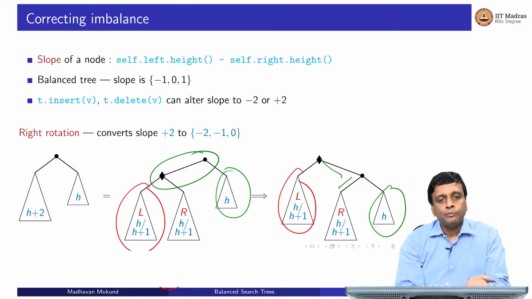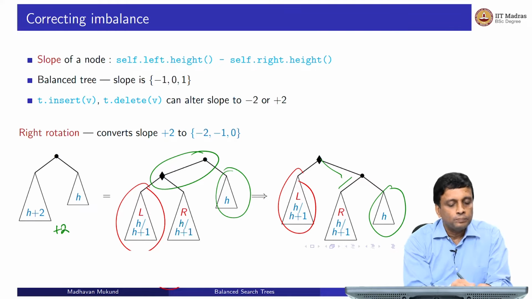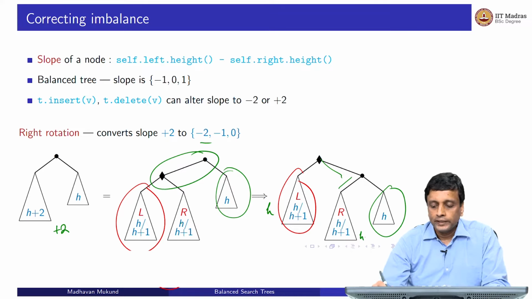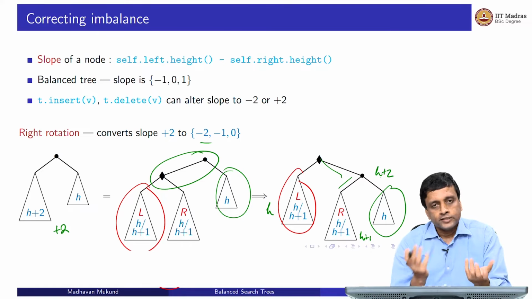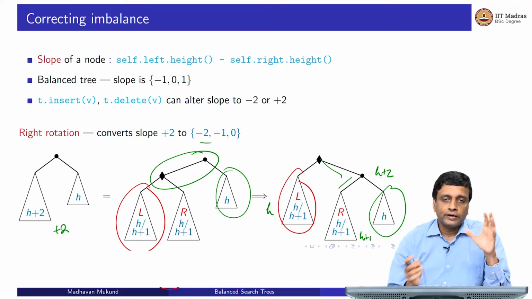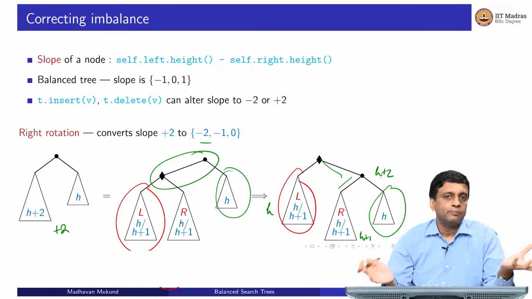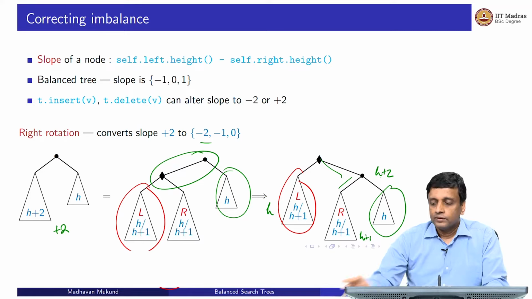And by the same argument, I started with a plus 2 slope, and in the extreme case I might end up with a minus 2 slope, because this could be h and this could be h plus 1, so this could be at height h plus 2. Or I could get a 0 slope, or I could get minus 1 slope, right? So we have these two rotations. They are symmetric operations. They are exactly the same except they go in opposite directions.